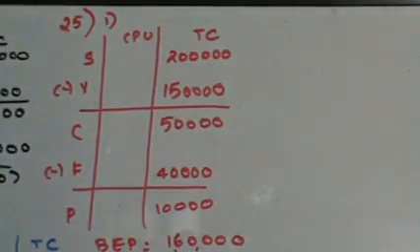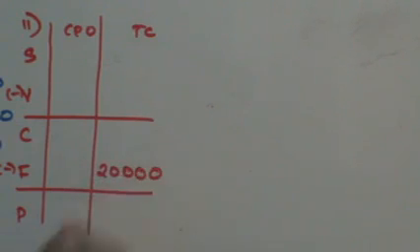So the first part of the question is done. Ascertain the profit. So we found out the profit. Second part of the same question. Let's make the table again. SVCFP. CPU TC. They've given you that fixed cost is 20,000.